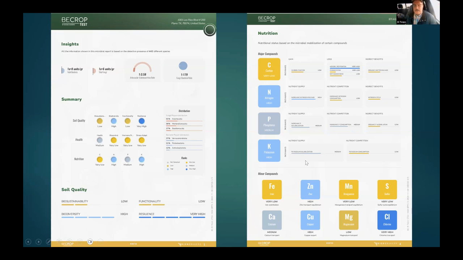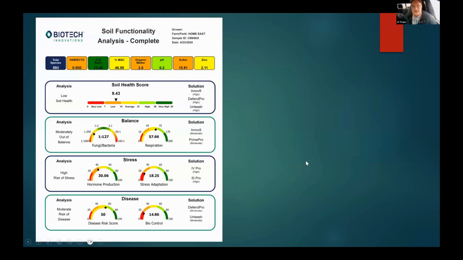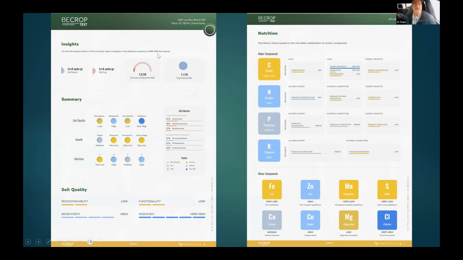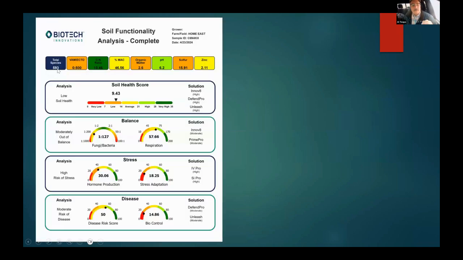Now, these are pretty complicated reports, and so I wanted to build a report that can actually put it on one page. So then I can take each of those indexes and put it in a form that's better to understand. And so when you saw that report here, we were looking at total species. In this case, we had 443. In my report, I want to be able to show that up here at the top.